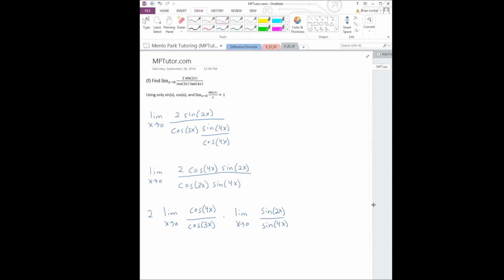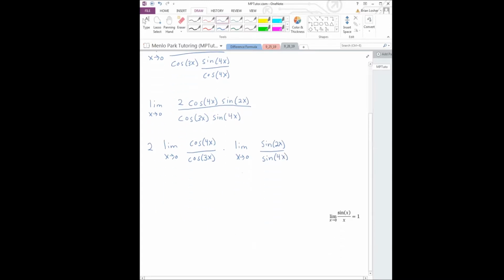And you can see the reason I'm doing this is that I know the limit as x approaches 0 of cosine of 4x over the cosine of 3x, because plugging in 0 for x, you get cosine of 4 times 0, which is cosine of 0, which is 1. And then you have cosine of 3 times 0, which is cosine of 0, which is also 1. So your limit there is 1 over 1, which is going to equal 1. But we still have this pesky limit as x approaches 0 of the sine of 2x over the sine of 4x.